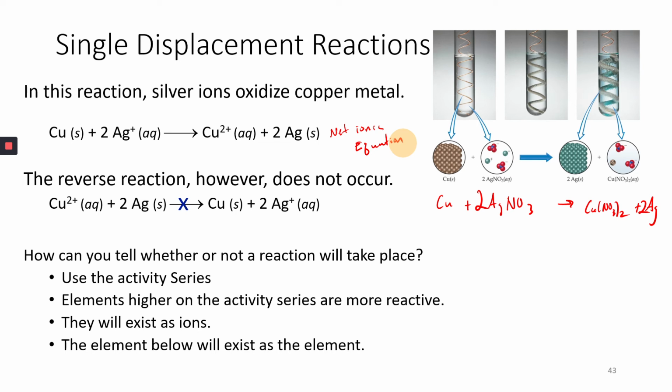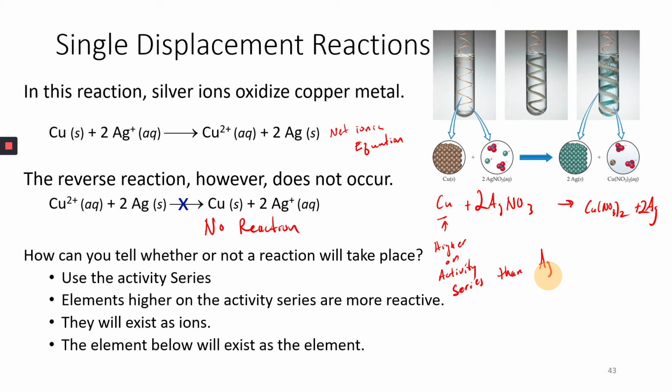Now, can the reverse happen? If you had a copper nitrate solution and you put silver wire in it, what would happen? Well, as it turns out, nothing would happen, no reaction. So the reverse cannot happen. And how can you tell whether a reaction will occur or not? Well, you have to use the activity series. And if your single element, so in this case, if copper here is higher on the activity series than silver, then the reaction will occur.